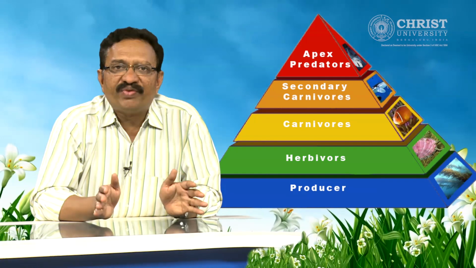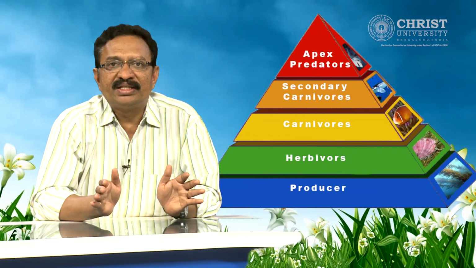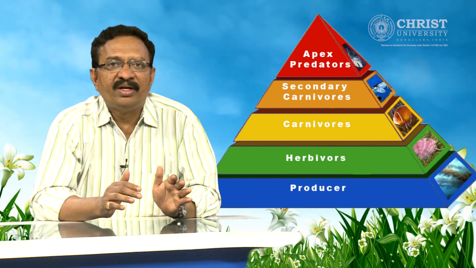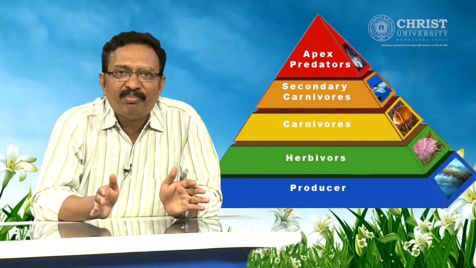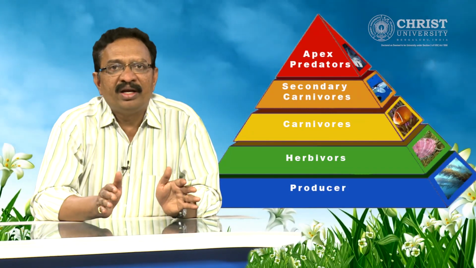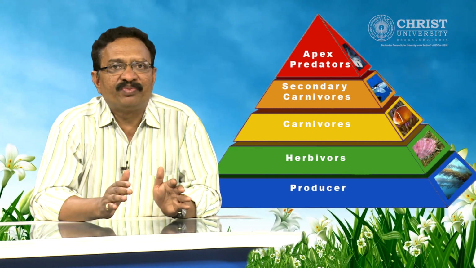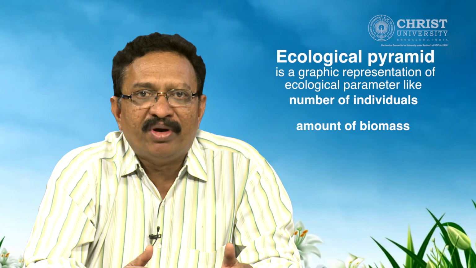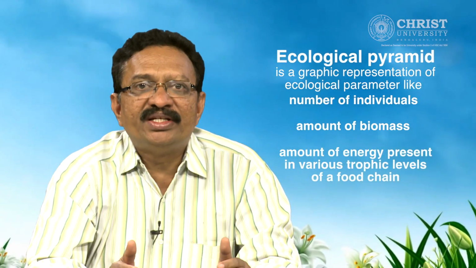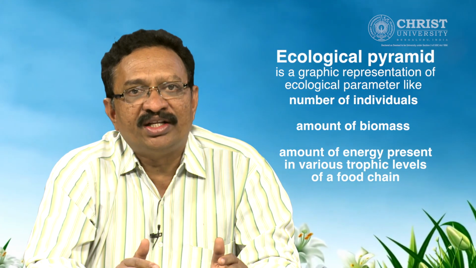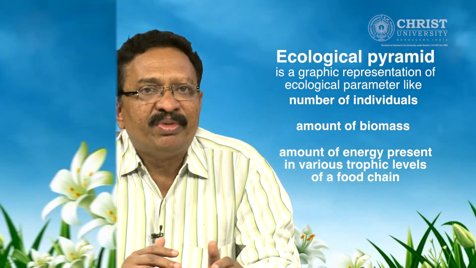In an ecosystem, trophic structure can be represented by comparing standing crop or energy fixed per unit area at different trophic levels. When the ecological parameters such as number of organisms, biomass or energy at successive trophic levels are plotted, they assume a shape of pyramids. Thus, an ecological pyramid is a graphic representation of an ecological parameter, like number of individuals or amount of biomass or amount of energy present in various trophic levels of a food chain, with producers forming the base and carnivores at the top. Hence, we call them ecological pyramids.